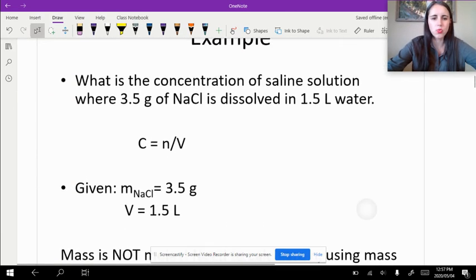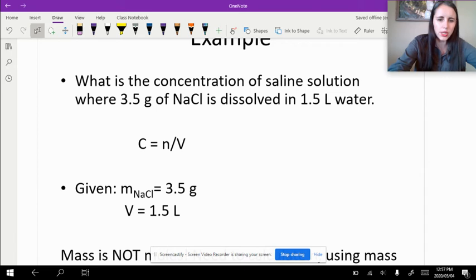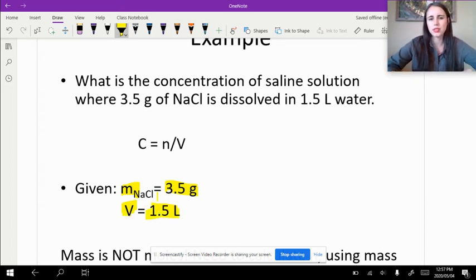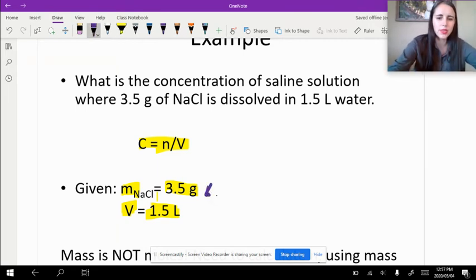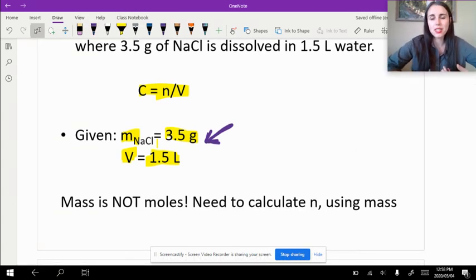So what we're going to start is we are going to write down what we're given. So we were given a mass of sodium chloride, 3.5 grams. We were given a volume of water, that's 1.5 liters. Remember, our formula is going to be concentration is the number of moles divided by the volume. So the good news is that we were given volume and we were actually given this in liters. The bad news is if you take a look here, the other value we were given isn't moles, but mass. So that's not ideal, but remember that we are actually able to calculate moles using mass. That's what we did last unit.